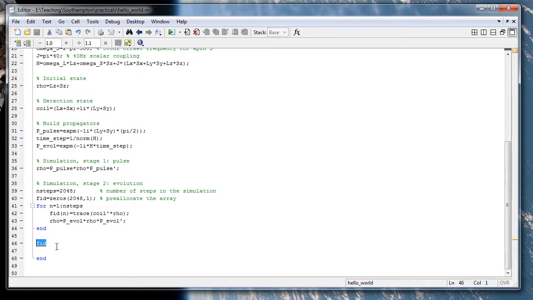Secondly, what FID is really is an oscillation, so why don't we plot it? Why don't we plot the real and imaginary part of the FID? Plot real FID, and then plot the imaginary part as well. So hold on, so it doesn't overwrite the previous plot, and then plot imaginary part of the FID, and see whether the picture actually makes sense.